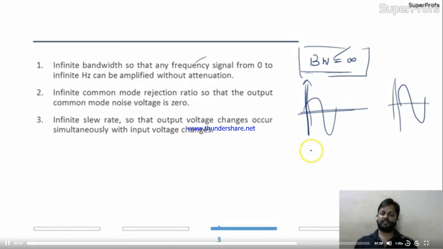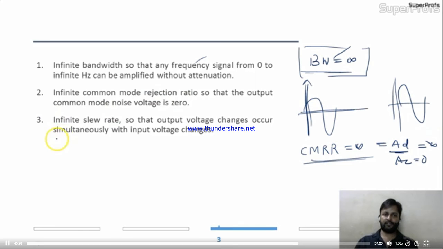Infinite common mode rejection ratio. We have seen CMRR should be infinity. Why should it be infinity? Because this is AD by AC. AC should be 0. So CMRR should be infinity.